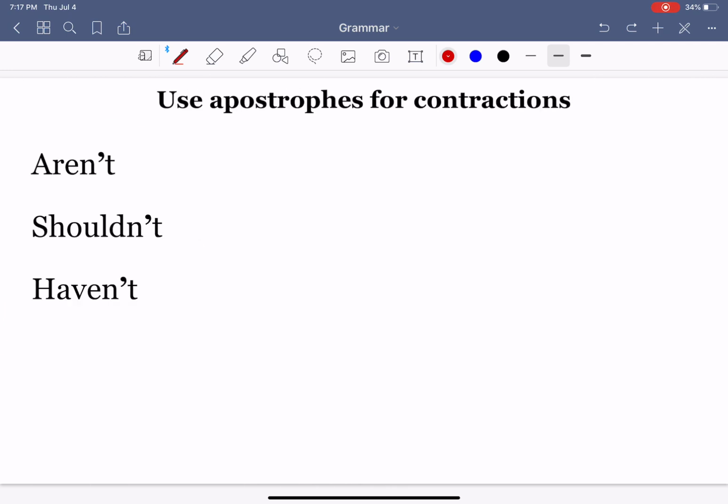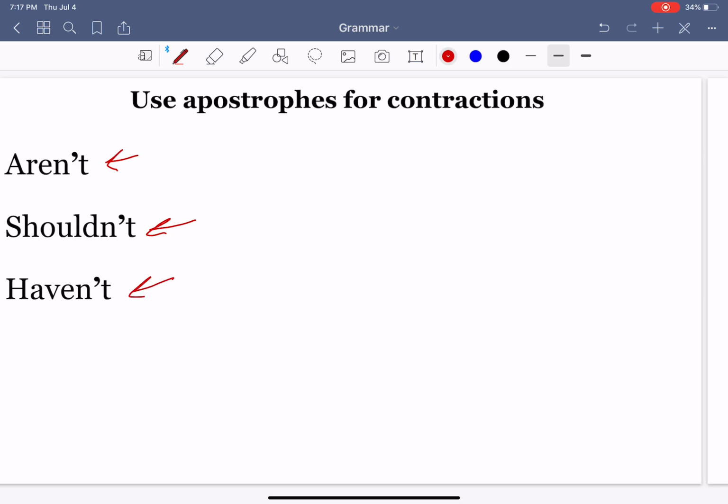So then you also use apostrophes for contractions. So instead of saying are not, you say aren't. Instead of saying should not, you say shouldn't. Instead of saying have not, you say haven't, etc.